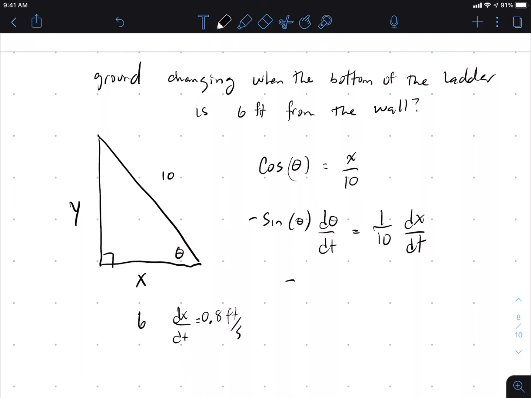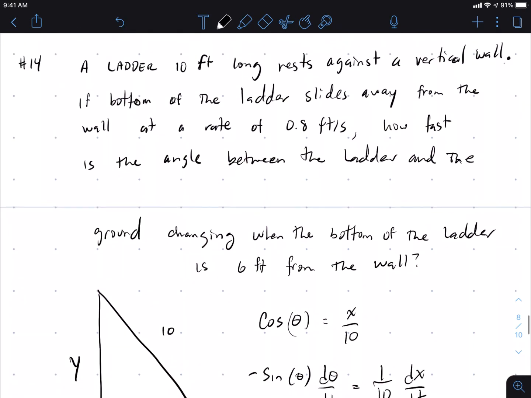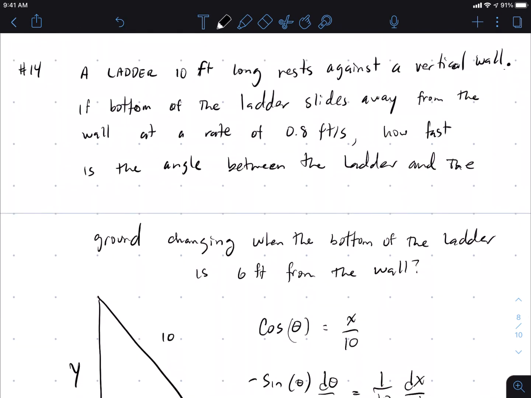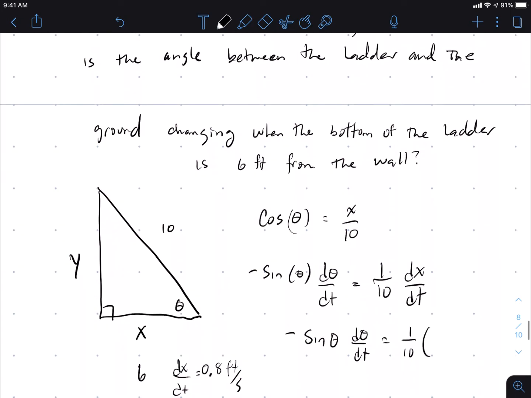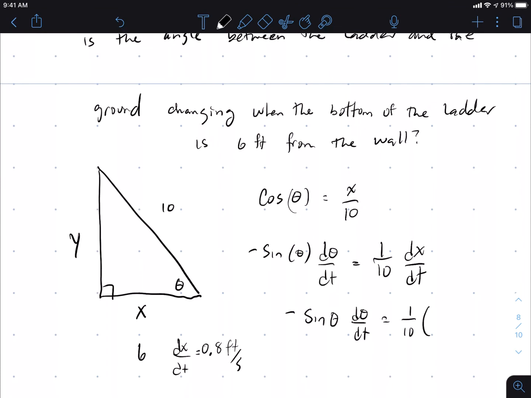So we're going to get negative sine theta d theta/dt is equal to 1/10 times... hold on, let me see, is that right? If the bottom of the ladder slides away from the wall at a rate of 0.8 feet per second, yeah, 0.8 feet per second. Can I call it 4/5 just to keep it as a fraction? Are you guys okay with that?